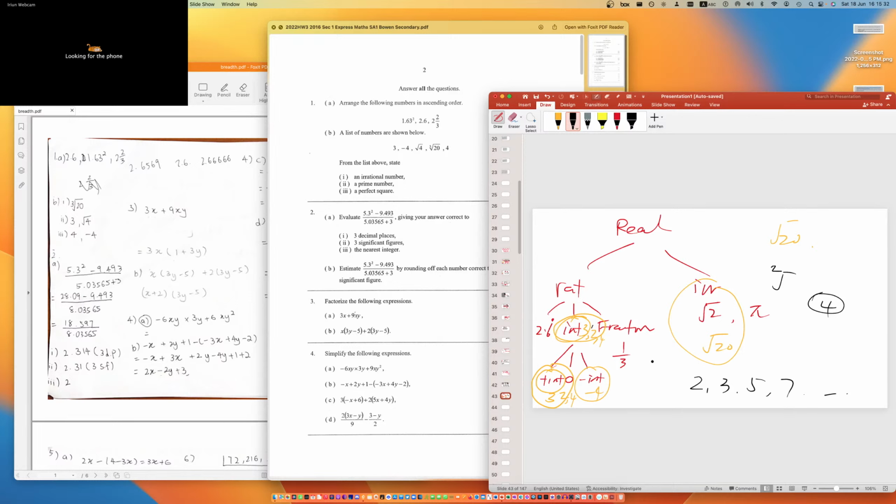How about negative 4? Is it a perfect square? You can punch the calculator and test it yourself. I think you get an error. You get an error? Yes. So this kind of error, right, is okay.